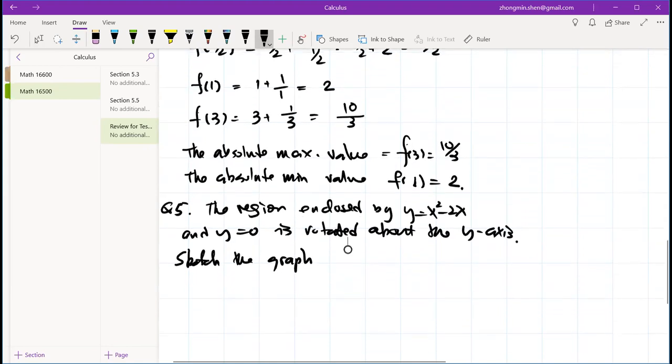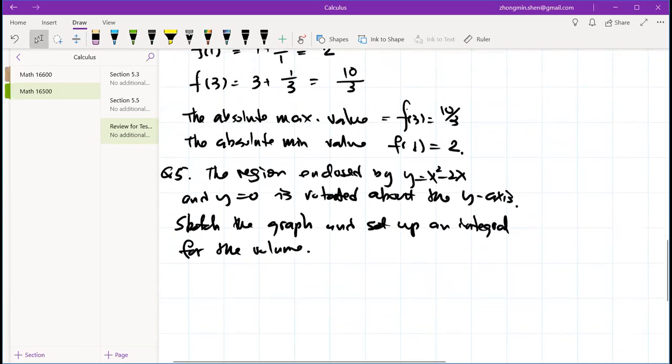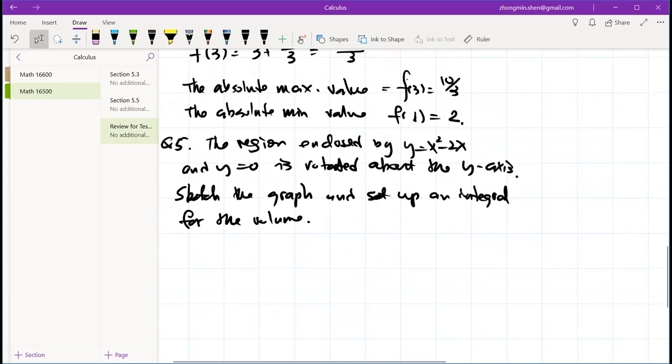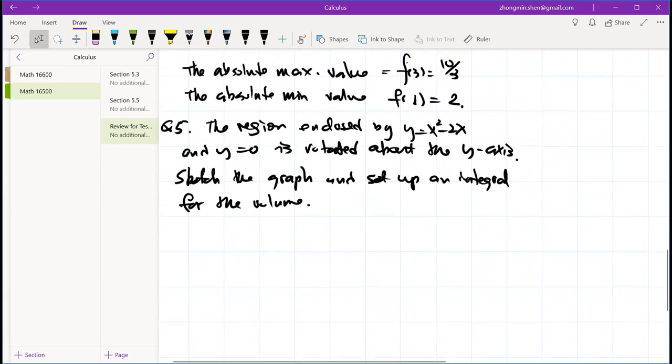The graph means a solid, and set up an integral, because there are several integrals there. Set up an integral for the volume. Now, a method is not specified. You can use disks, you can use cylindrical shells, but it depends on the picture. Sometimes you can use either of them. Sometimes there's only one choice, and it's much more difficult if you use the other one.